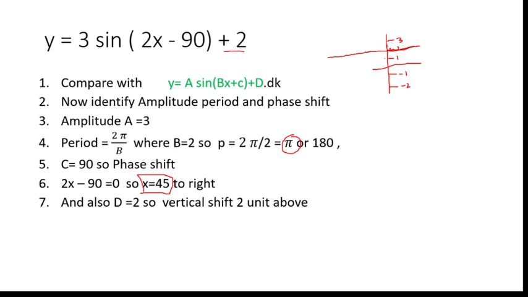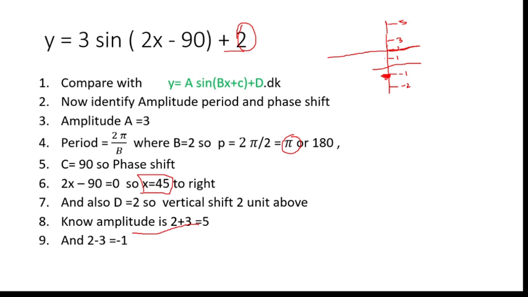Now what is your range? 2 plus 3 is 5, so your maximum is 5 and 3 unit below, 1 unit, 2 unit and negative 1. Now your amplitude values are 5 and negative 1, because your graph is shifting 2 unit above and your values also changed. If your graph is at original position, your values are 3 and negative 3, but your graph is shifted 2 unit above, now they have changed. Look here, I also wrote in my slides, now the values are 5 and negative 1.